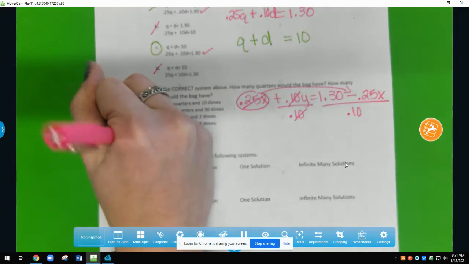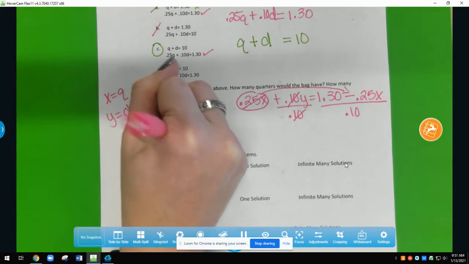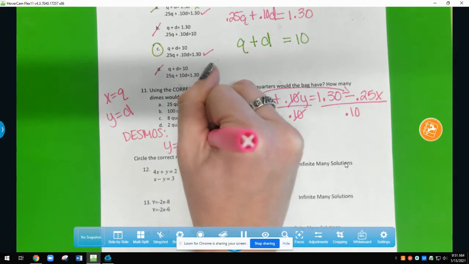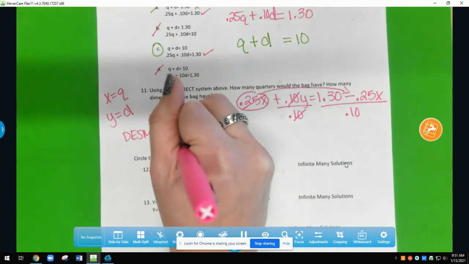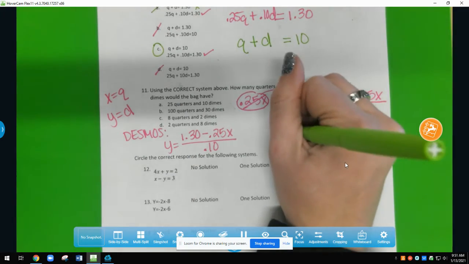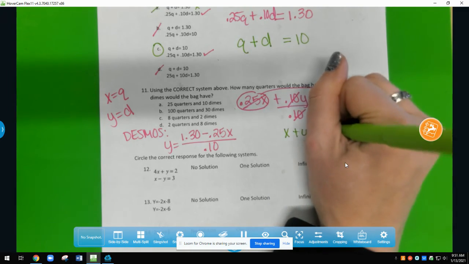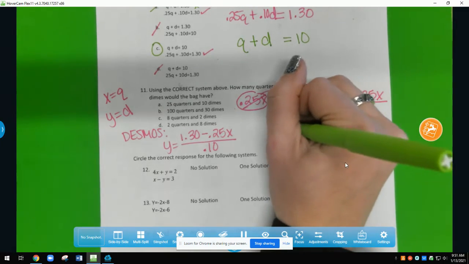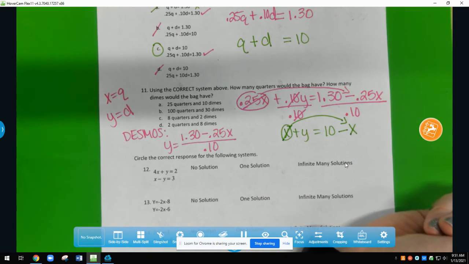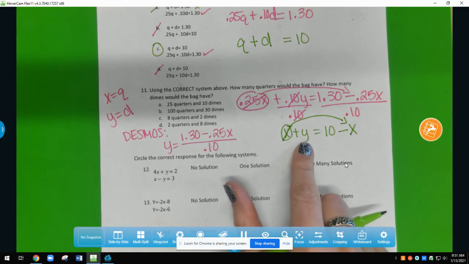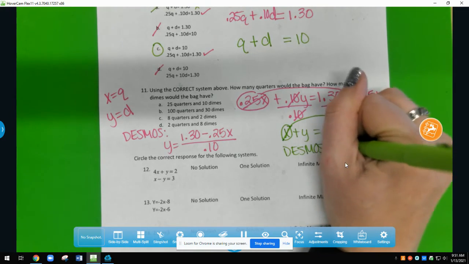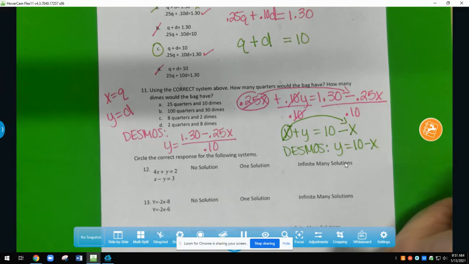Okay, so in Desmos for the first one, I'm going to have Y equals 1.30 minus 0.25X, all divided by 0.10. For the second one, I have X plus Y equals 10. So again, move the X, change the sign. Okay, the Y is positive and by itself, so in Desmos, I can put Y equals 10 minus X.